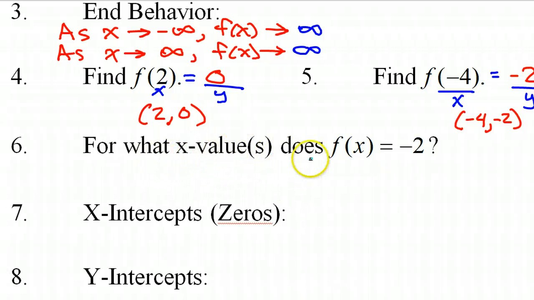Now, this time it's backwards. For what x values does f of x equal negative 2? Well, again, remember the format. The format is f of x equals y. So this time they're giving us the y value, and we need to find the x value that goes with it. So they're giving us the y value, and they're asking us for the x value that goes with it. So let's go to a y value of negative 2 and look around.